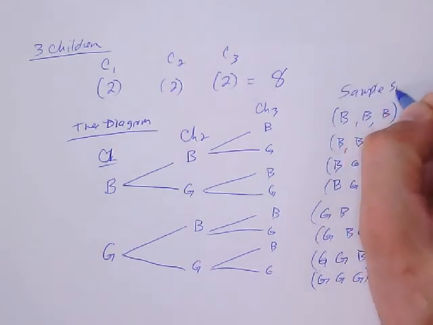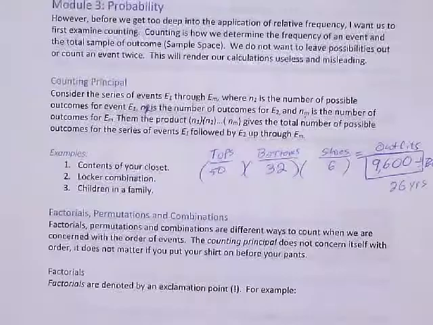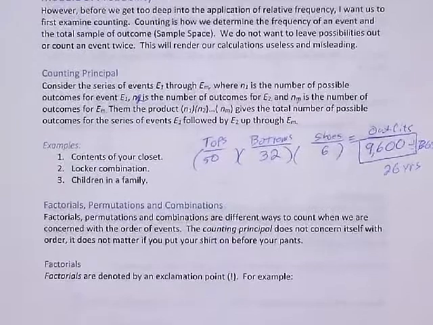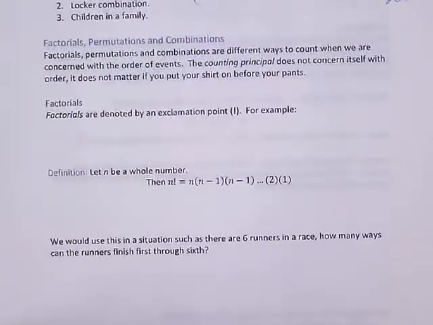So this is a tree diagram, and over here is our sample space. Okay, and this is what I'm talking about with the counting, because you want to make sure that you have every single possibility accounted for. Because if you miss something, that can throw all your calculations off later on when you start to do other things. So that's the counting principle, just simple multiplication.